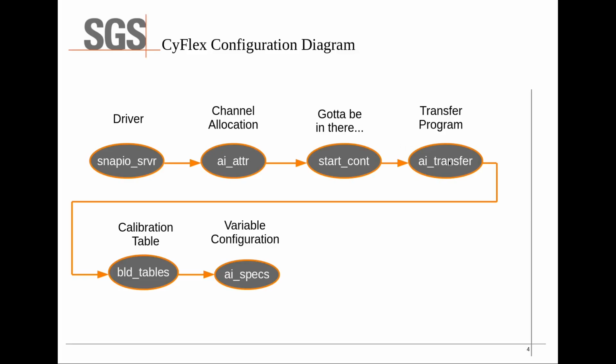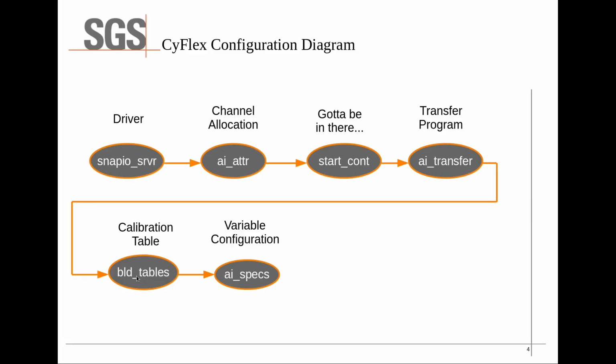Next, we'll have our transfer program. So our channels get allocated with AI attribute. Our transfer program is essentially then going to transfer those raw values through a calibration table and write to the variable. I kind of think of it as the program that carries it from its raw state to its engineering units. Your calibration tables are going to get read in with this command called build tables.